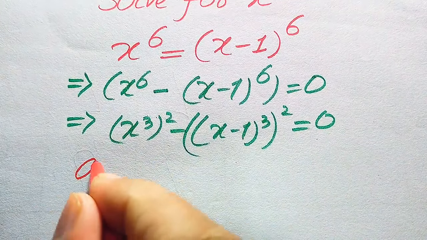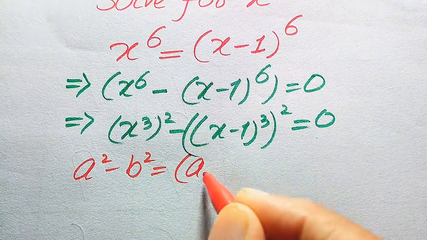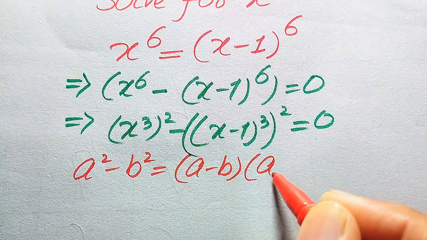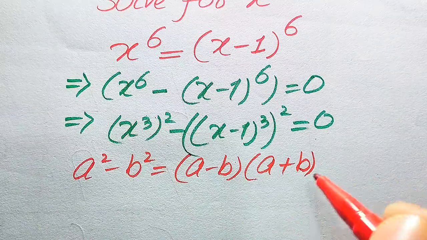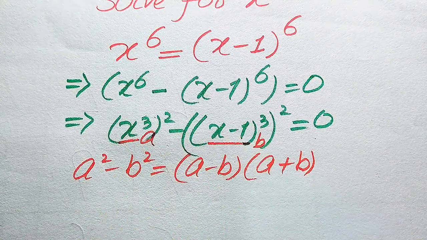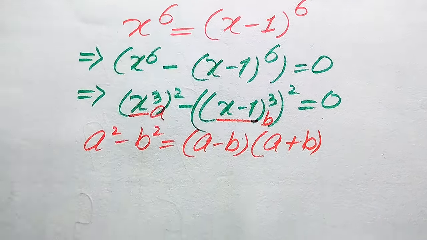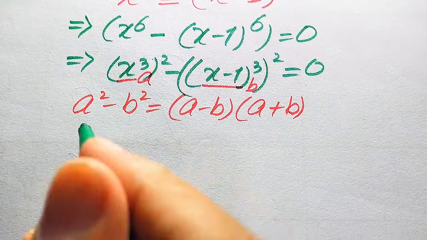You know about that. If we have a square minus b square, it is equal to (a minus b) times (a plus b), and you see here the base of this term is our a and the base of this term is our b. So after applying this formula, our above equation is written in this form.